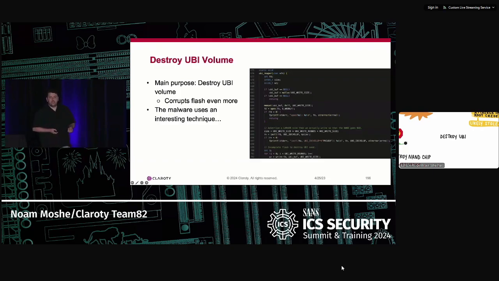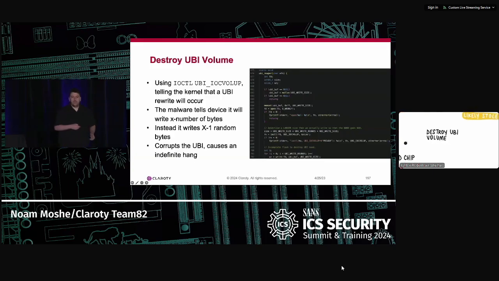And they used a pretty interesting technique that I personally rarely saw before. You see, they used the ioctl UBI_IOC_VOL_UPDATE, basically telling the kernel, hey, we're going to rewrite the UBI volume, and we're going to rewrite it with X bytes. However, instead, they wrote X minus 1 bytes of garbage and random data. This way, the kernel constantly looks for the last byte to be written, and it basically hangs indefinitely until this byte is rewritten. And of course, they also destroy the UBI in the process.